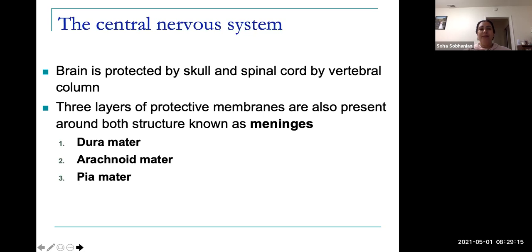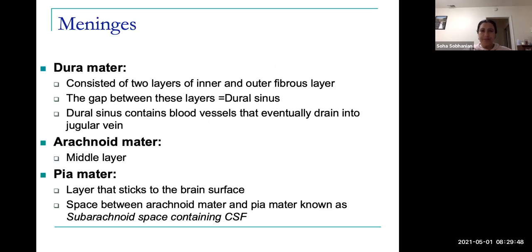Now let's look at these meninges. Again, there are 3 layers of meninges, or protection. Moving from outside toward the brain, they are dural matter, arachnoid matter, the middle layer, and pia matter, which is the layer that literally sticks on the surface of the brain and gives it a very glossy look. So again, working from outside in, you have dural matter, arachnoid matter, and pia matter, the 3 layers of your meninges. So what do you need to know about each of these layers?